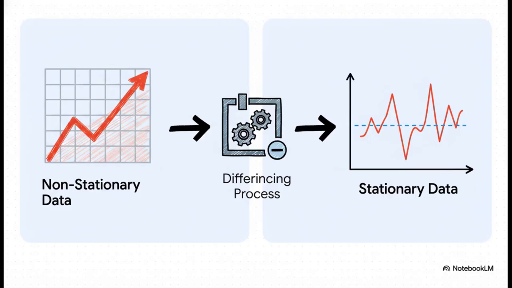On the left, you see data with a clear upward trend. It's totally non-stationary. But then, after we do that differencing process we talked about, look at the result on the right. The trend is just gone. The data is now bouncing around a stable average. This is the kind of data that an ARIMA model can really sink its teeth into.